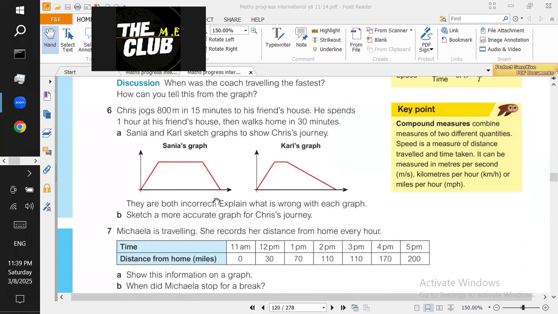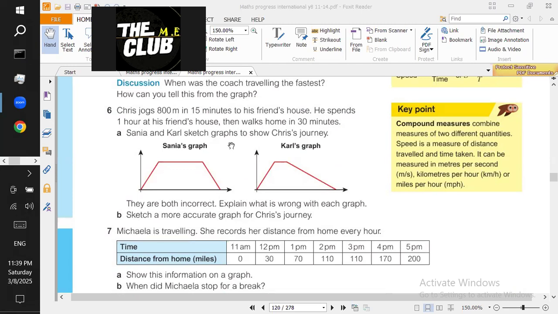Okay, take a look at this. I don't think these questions are important for you, but you have to understand how to read graphs. Here, Chris jogs 800 meters in 15 minutes to his friend's house. He spends 1 hour at his friend's house. Then he walks home in 30 minutes.